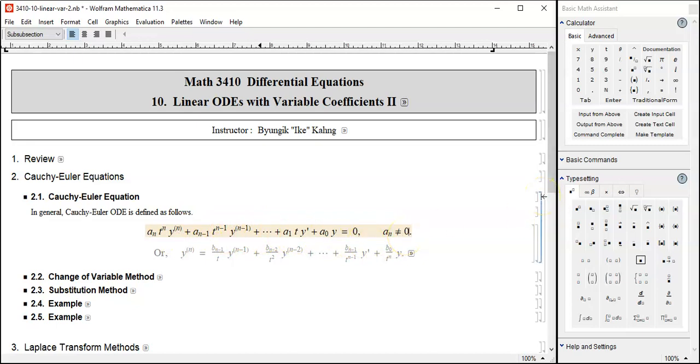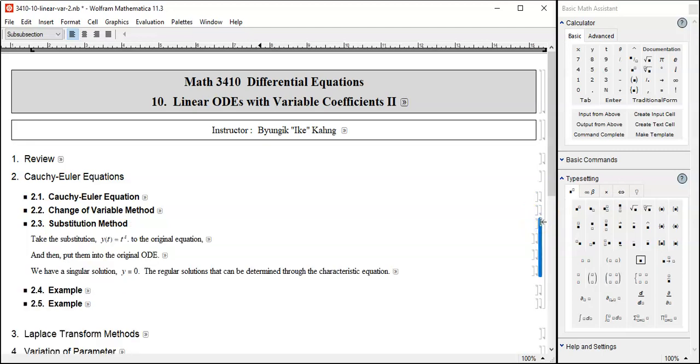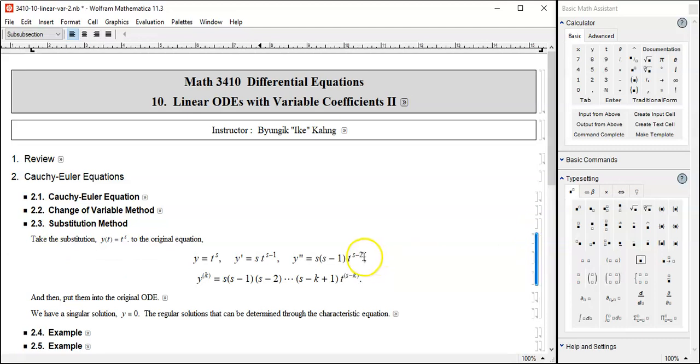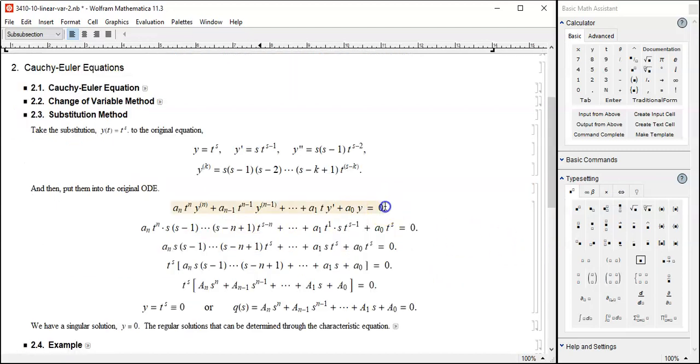How do you solve it? There are two ways to do it, and my preferred method is the substitution method. It's simpler and it's easier to apply. So how do you do it? Let's begin with some lucky guess, or rather an educated guess. y equals t to the s power, and then take those derivatives in general like this, and then put all those back into the original ODE. So this is the original equation, and the nth derivative is just this.